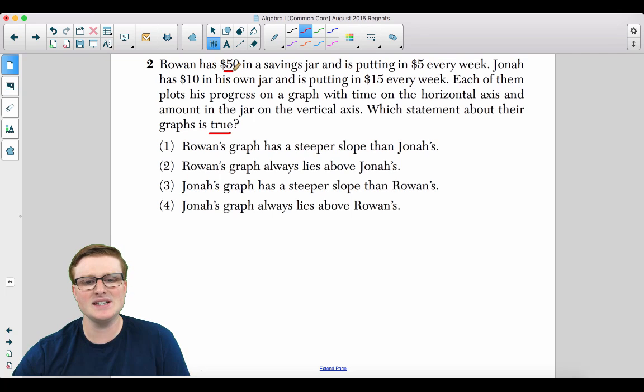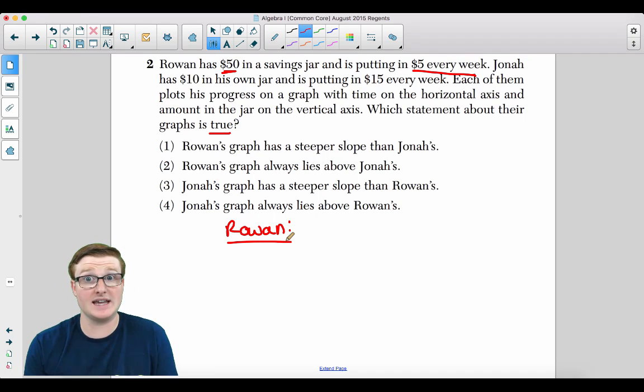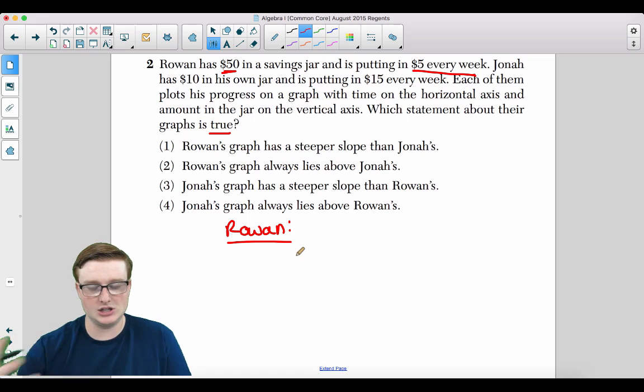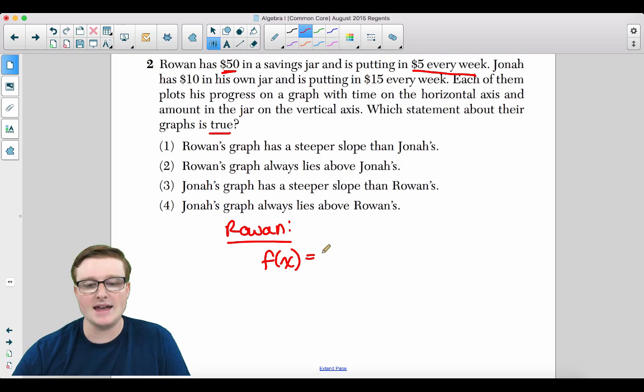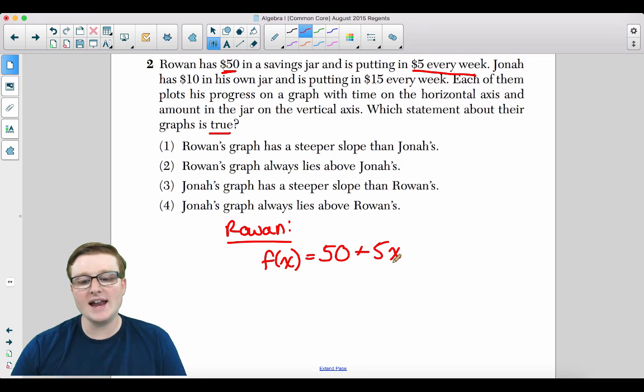Okay, again, these sound like linear functions. So let's talk about Rowan for a second here. Rowan currently has $50 in his jar. So I'm going to call this f of x, right? And he has $50 in his jar, and he's adding $5 every week. So that x variable represents the number of weeks that he's putting his money in.